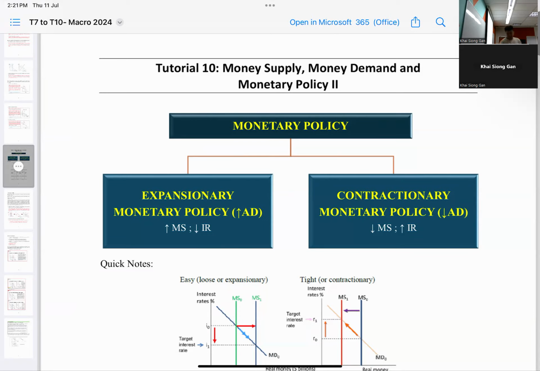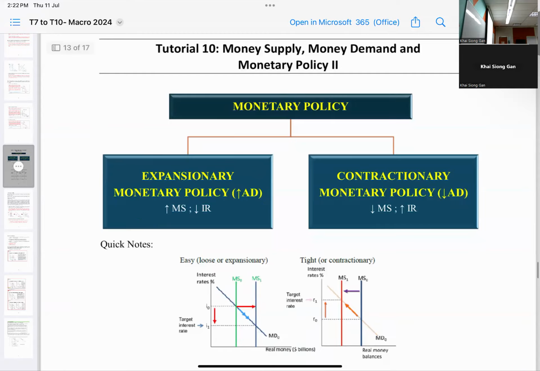All right, let's begin our today's class, which is monetary policy part 2. This is when we are going to look into how government or central bank influence the aggregate demand with the use of monetary policy. So we are going to draw some mind map for today's class.